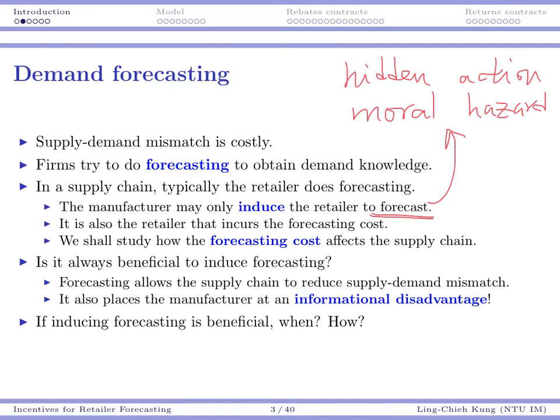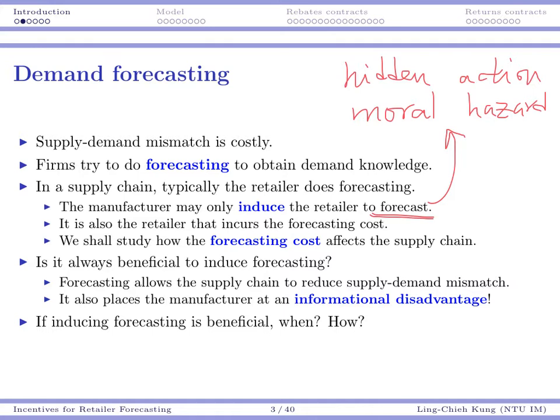Okay? But that does not mean the manufacturer can also earn more, because in that case, as long as the retailer forecasts, the retailer will get some market knowledge or market information, which will be privately observed by the retailer. So once the retailer does forecasting, the manufacturer will be at an information disadvantage. There will be information asymmetry in the channel.